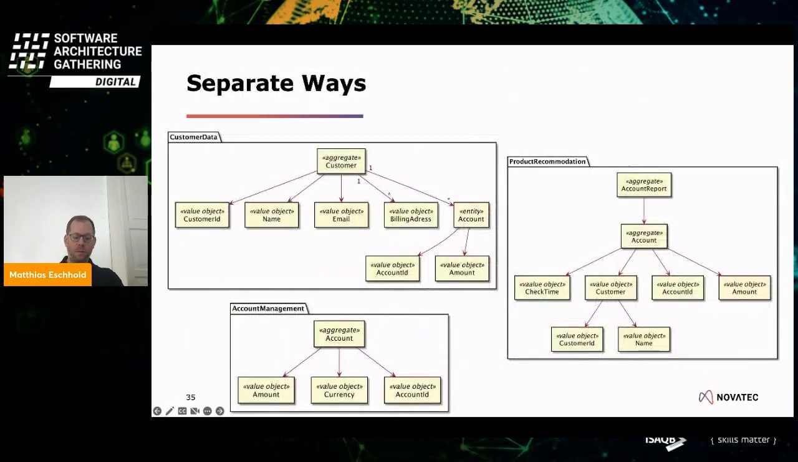This brings us to the separated ways pattern, the other extreme of the context mapping patterns. Here, every bounded context is independent and implements the domain concepts all by its own. If we look at our use case, can we implement the required functionality with separated ways?